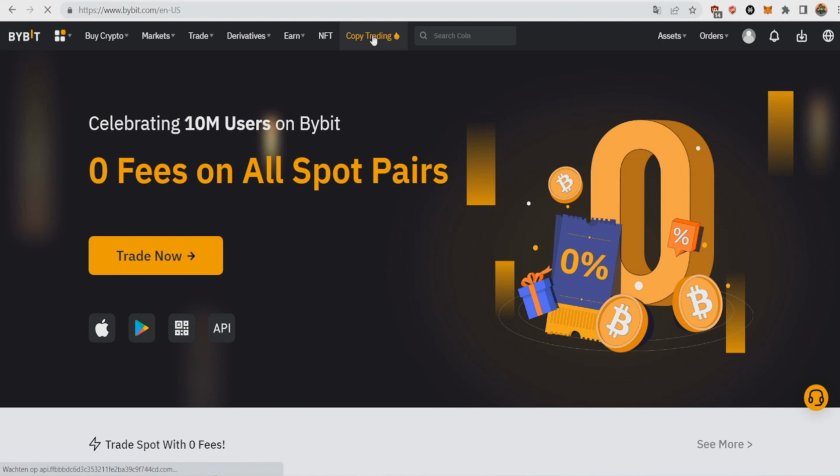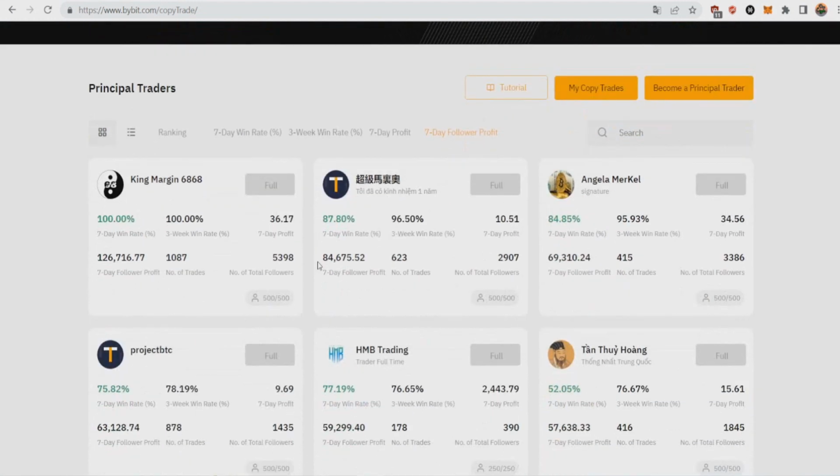Okay, let's start the copy trading tutorial. So on the home page, just go to copy trading on the top. As you can see, there are a lot of people. The first guy has a 100% win rate on the 7 days. But not only that, he has 100% on the 3 weeks, and he has made $126,000 for his followers.